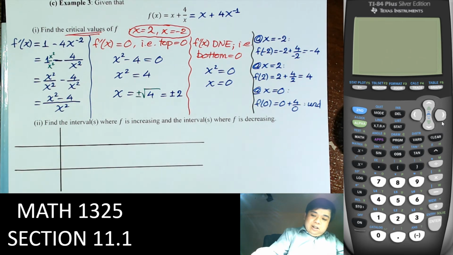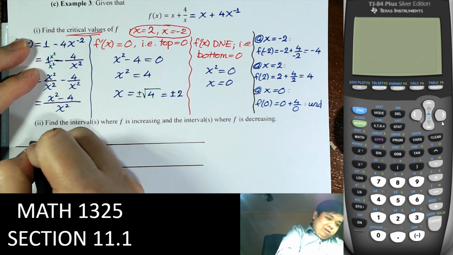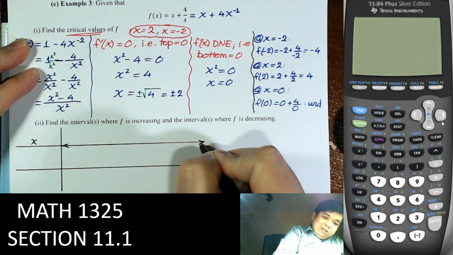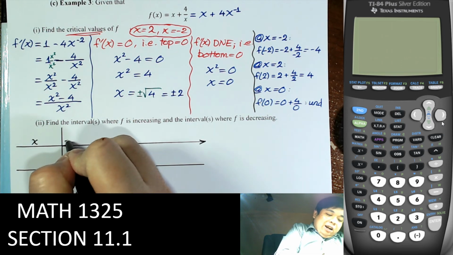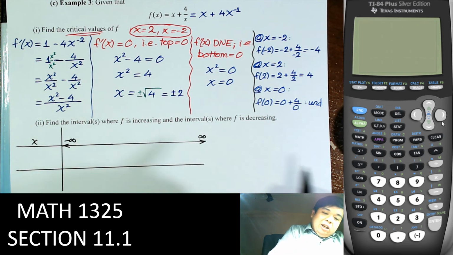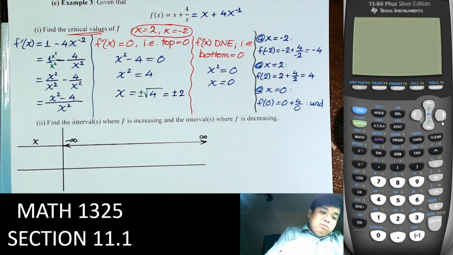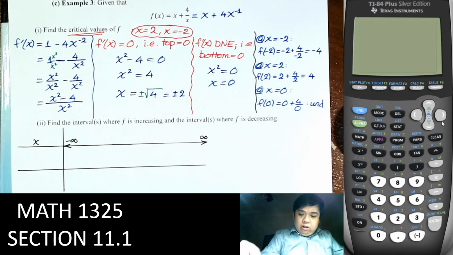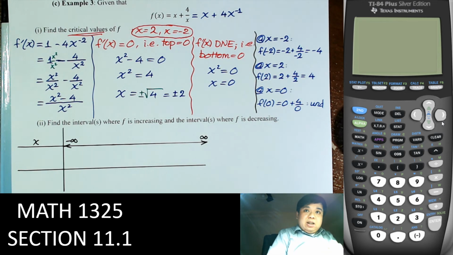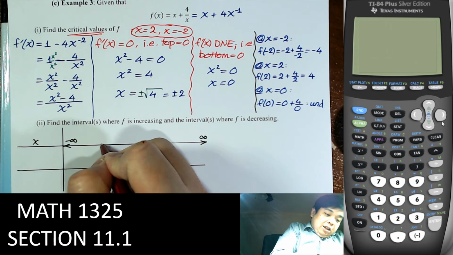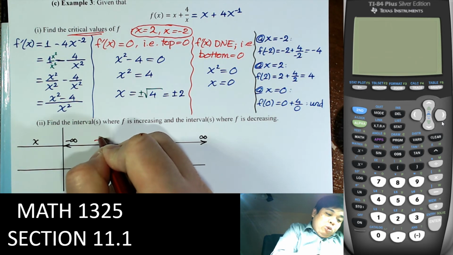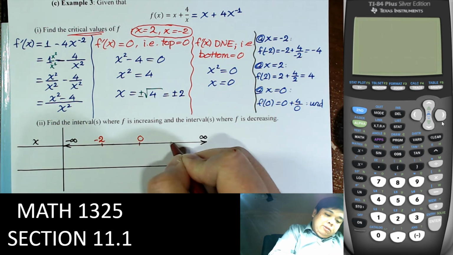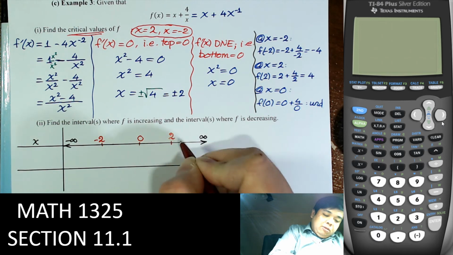We have x, the whole number line. Partition numbers, we only worry about this for partition number, so the plus or minus 2 and 0. We need to have 0 because that divides the number line. The sign will change when we go across it.